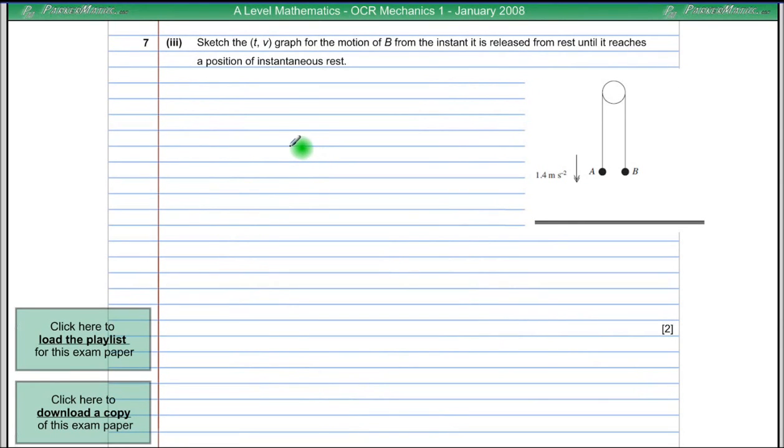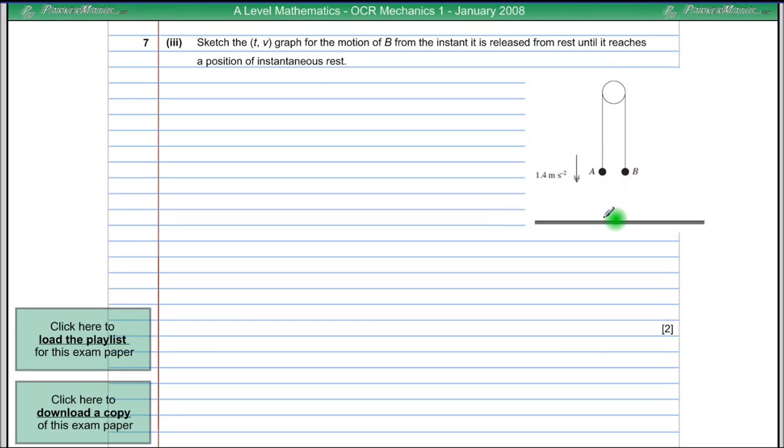Question 7, part 3. Sketch the velocity time graph for the motion of B from the instant it is released from rest until it reaches a position of instantaneous rest. So let's have a think about what's happening in this diagram. Both particles are released from rest, and A is going to move towards the floor and B is going to move upwards. It's important to note that because this string is taut, the speed that A moves down towards the floor is always going to be the same at any point as the speed that B moves up towards the pulley.